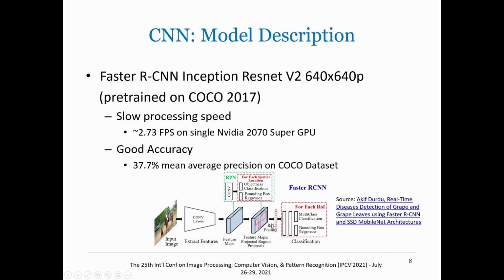Now, to refine those, we do region of interest pooling, and that's going to give us our final output: multi-class classification, which assigns a class to the object, and bounding box regression again, which will refine the bounds of the box around the object.